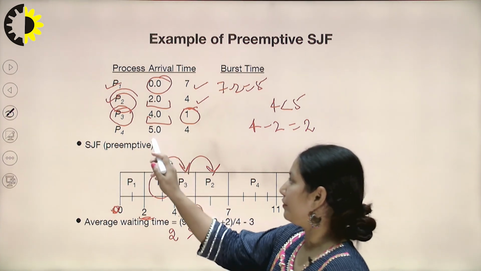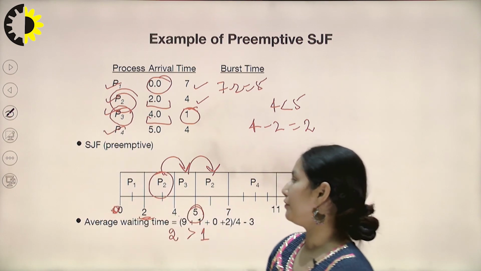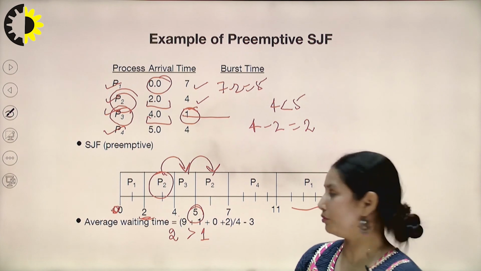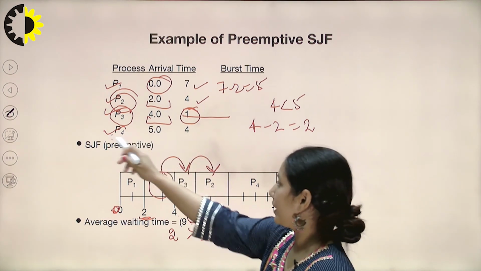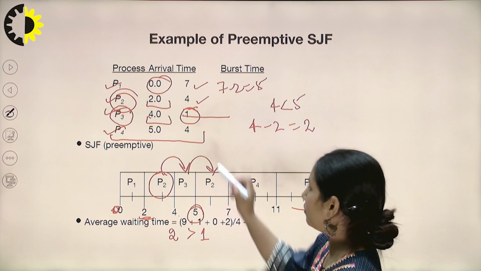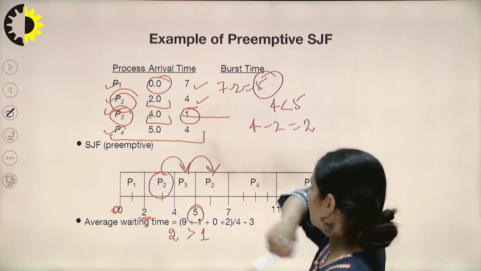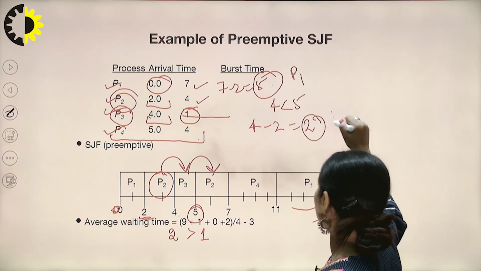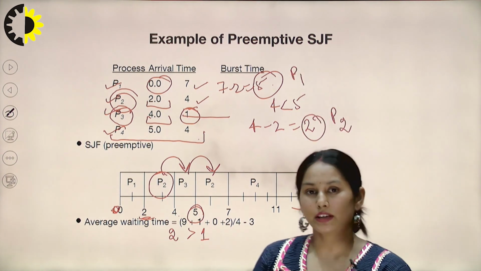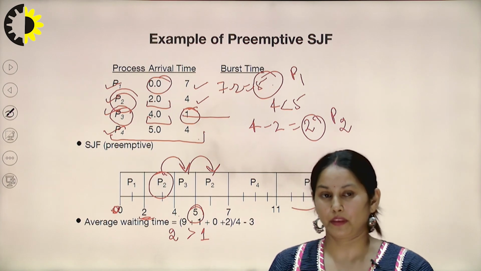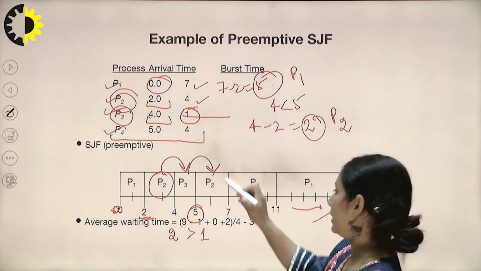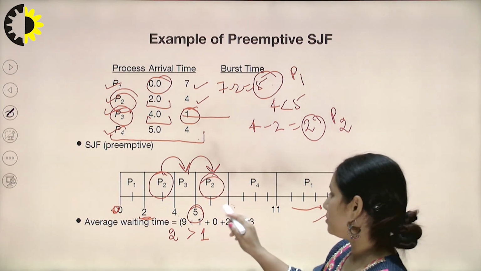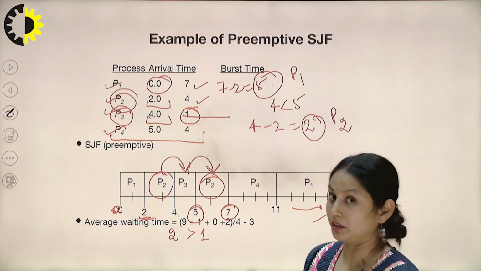After that, at 5, you have P3 and P4 with you. P3 has been completed, so there is no need to consider it. Now at 5, you have P4 as well as the remaining P1 and the remaining P2. Which one has the least amount of time? That is P2. So the context switch will again happen for P2, up to 7, so that it is completed in one go.